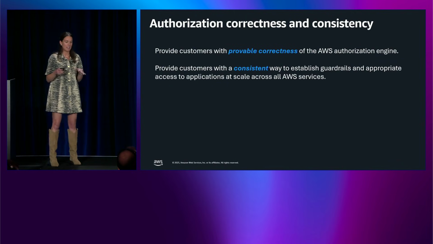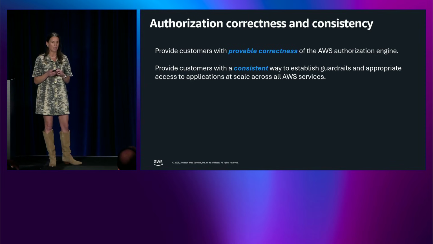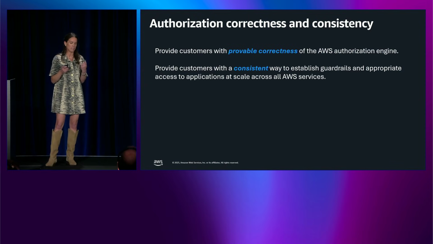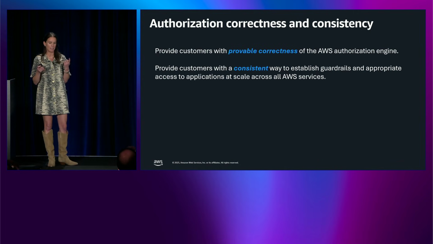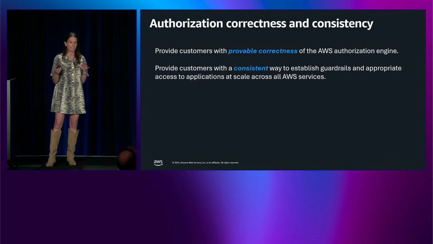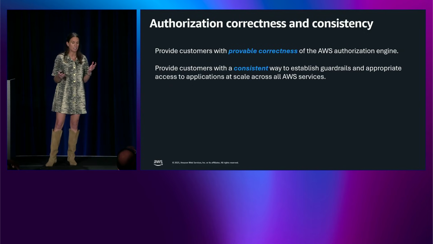All right, so with that, let's pivot to one of those strategic initiatives I mentioned earlier that's a top priority for our team. And this effort stems from customers asking for 2 key things. 1, provable correctness of the underlying IAM authorization engine. You trust us with performing authorization, so you deserve the right to verify that it's done correctly, every single request. The second one is consistent established guardrails and appropriate access to applications at scale across your organization.